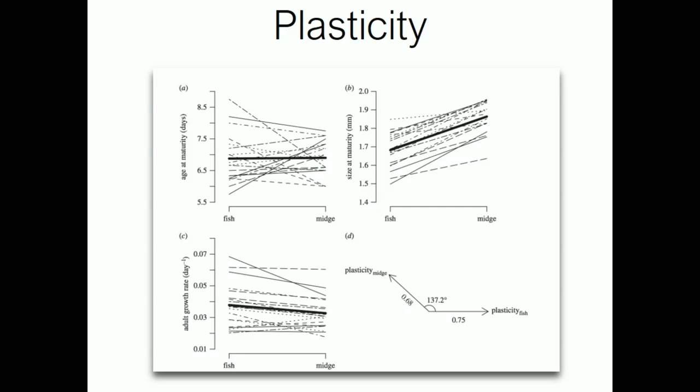Here we have a picture that corresponds to overall what the pattern of phenotypic plasticity is in the fish or the midge environment. And what I want you to realize here is that midge and fish predators push the animals in different directions. That's what this big angle means. They go to a different combination of traits and a very different space of the phenotype. So plasticity definitely happens, and the animals move into very different places depending on the predator that they are experiencing.